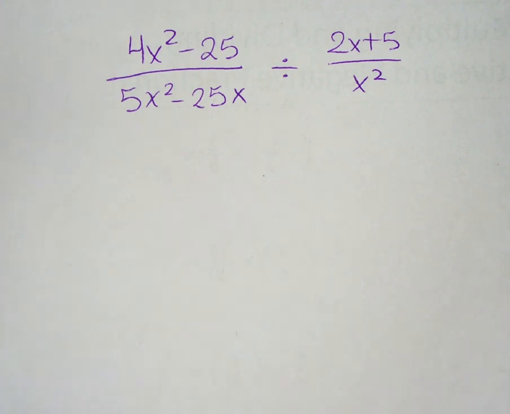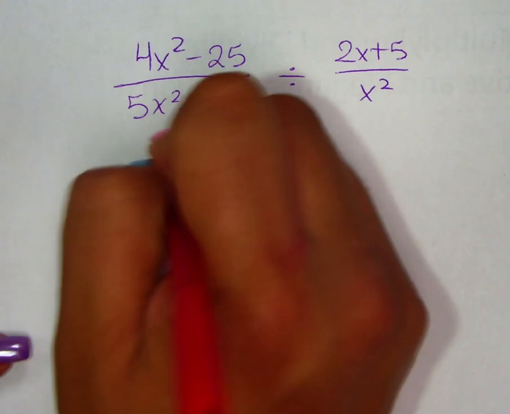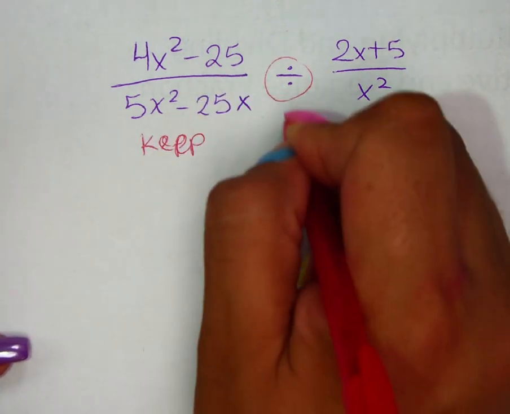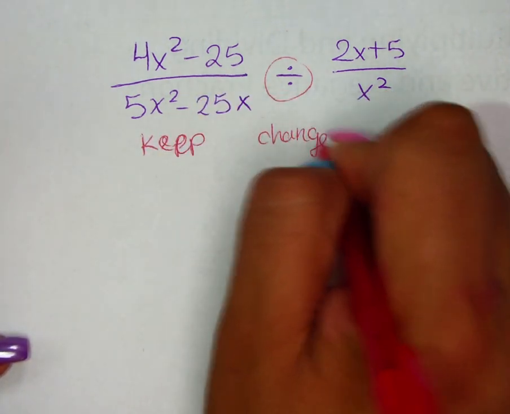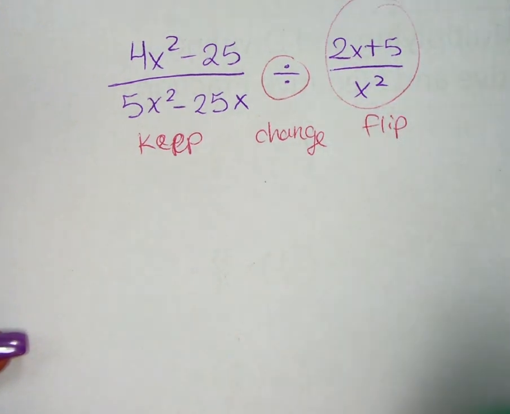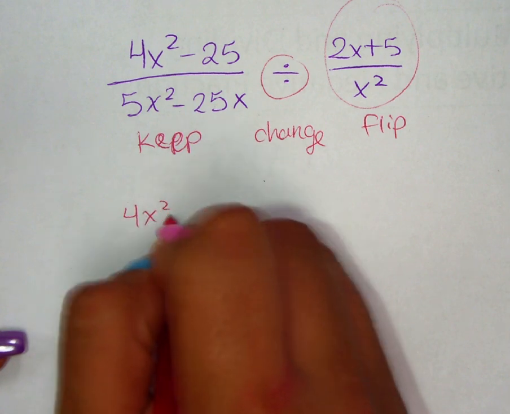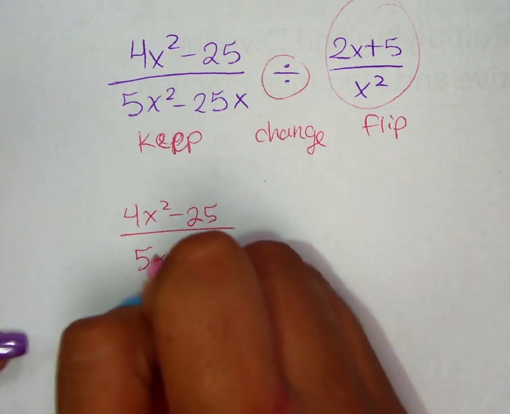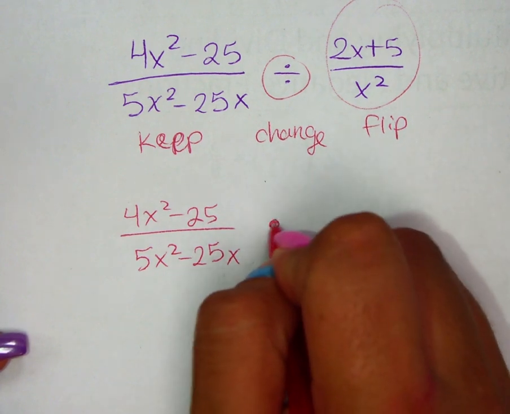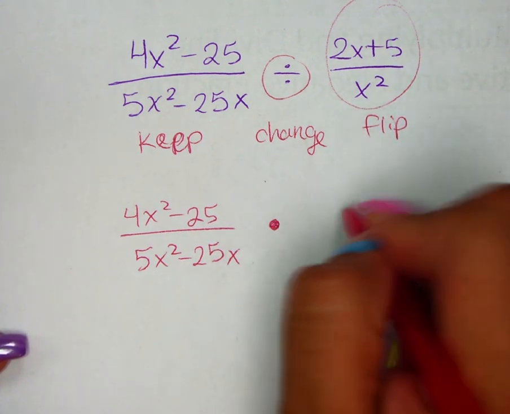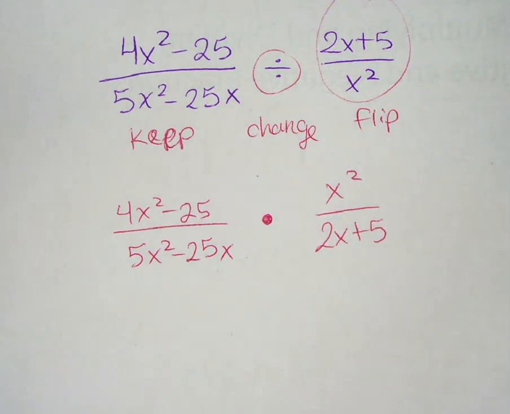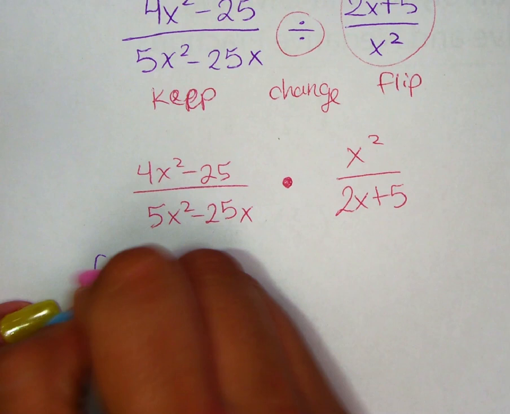So repeating the process that we just did, the first thing we want to do is remember that when we divide, we want to keep the first fraction. We want to change the division to multiplication, and then we want to flip the second fraction. So we're going to keep 4x squared minus 25 over 5x squared minus 25x. Then we're going to change the division to a multiplication, and then we're going to flip this. So it's x squared over 2x plus 5. Next, we're going to factor.